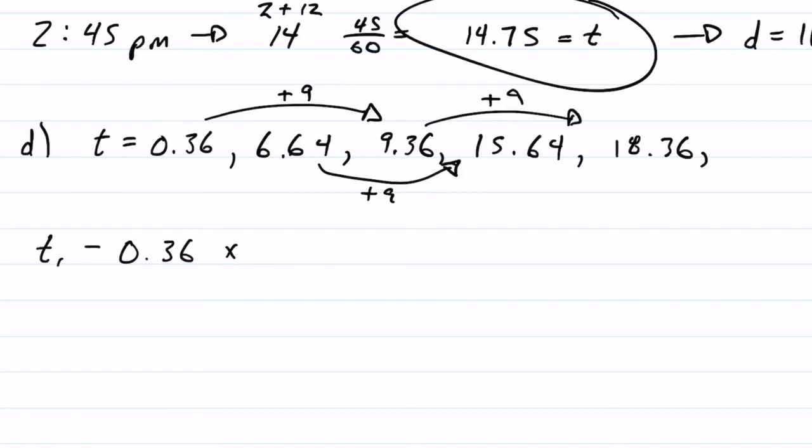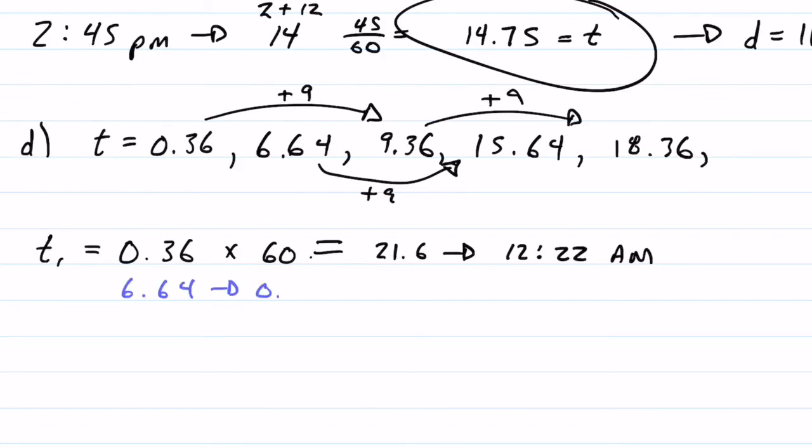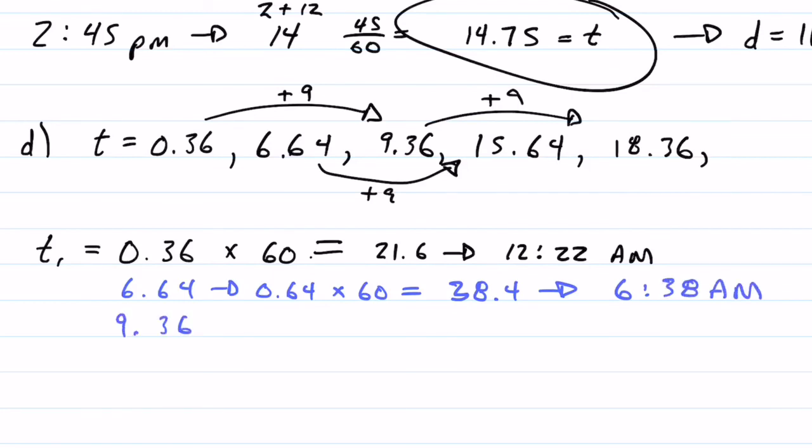Now we got to convert these times into hours and minutes. So 0.36 of an hour times 60 minutes an hour is 21.6, so 22 minutes. So this is like 12:22 a.m. 6.64, I'm just going to take the 0.64 times 60, so it's 38 minutes. So then this is 6:38 a.m. 9.36, well, it's the 0.36 again, which I know is 22 minutes, so it's 9:22 a.m.